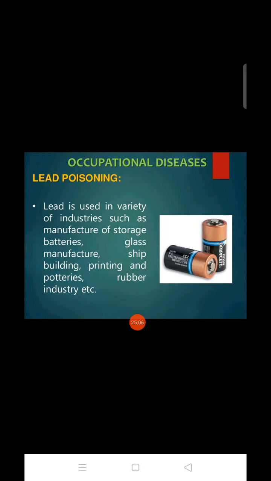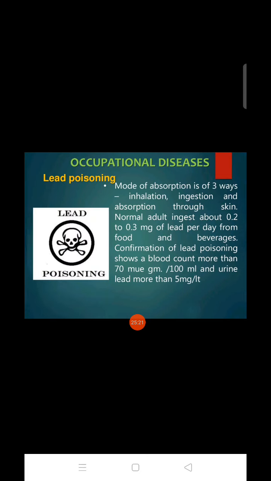Next is lead poisoning. Lead is used in a variety of industries such as the manufacture of storage batteries, glass manufacturing, shipbuilding, printing, potteries, and rubber industries.